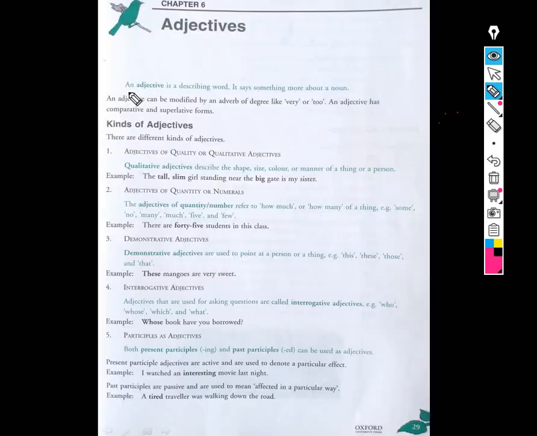First of all, the definition of adjective. What is an adjective? Adjective is one of the parts of speech. An adjective is a describing word. It says something more about a noun. It describes, it adds meanings in a noun, in a word. ये noun के मुताल्लिक कुछ मज़ीद मालूमात देता है.